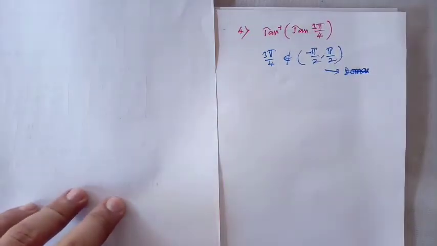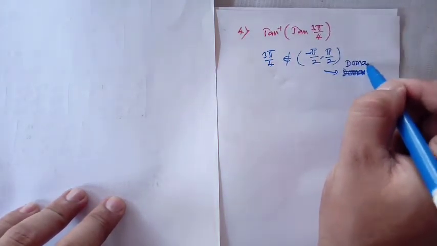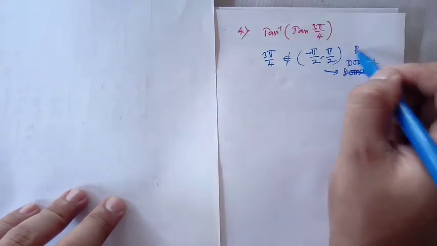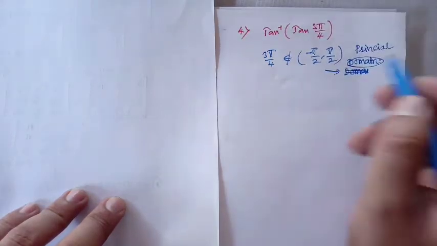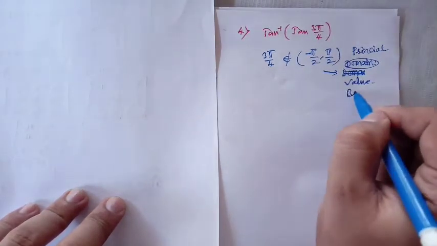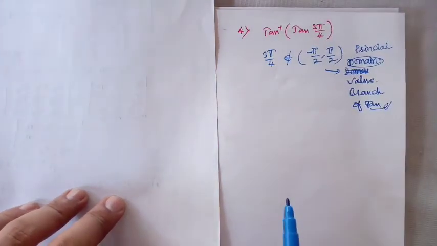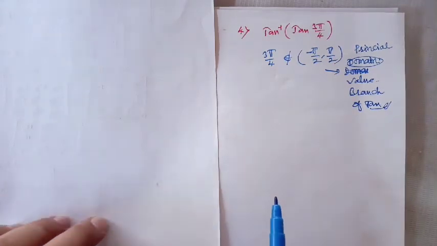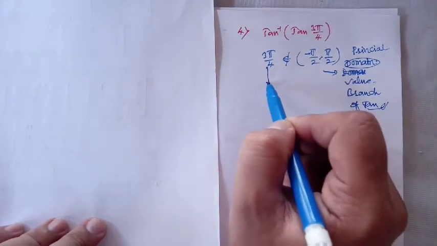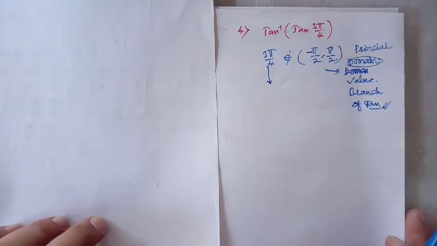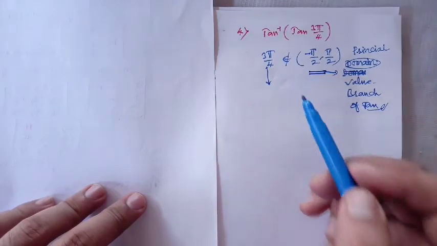One second, this particular value is the range of sine, domain of sine. So the principal value branch of tan: minus pi by 2 to plus pi by 2 is the principal value branch. This 3 pi by 4 does not lie in between minus pi by 2 to plus pi by 2. Now you convert this particular 3 pi by 4 to get a value which will lie in between minus pi by 2 to plus pi by 2.